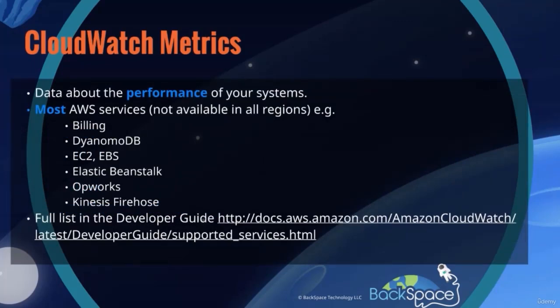CloudWatch metrics are data that we define or AWS can define for us about the performance of our systems. They are available in most AWS services, but they're not available in all regions. Some of these services include Billing, DynamoDB, EC2, EBS, Elastic Beanstalk, OpsWorks, Kinesis Firehose. Now that's not a complete list. To get the full list, it will be defined in the developer guide, and there is a URL for that, and it changes quite regularly as new services are added to AWS.